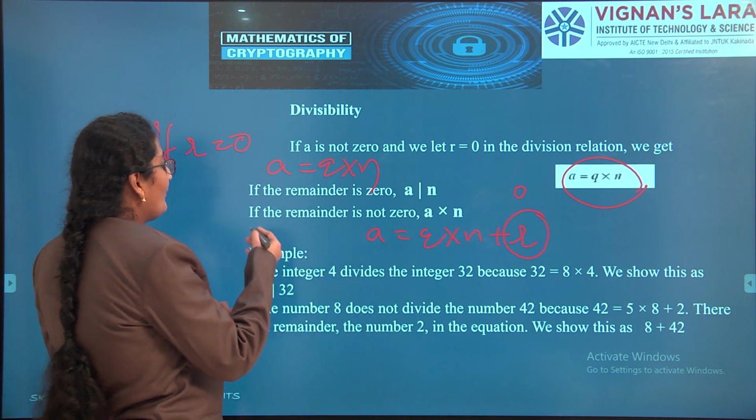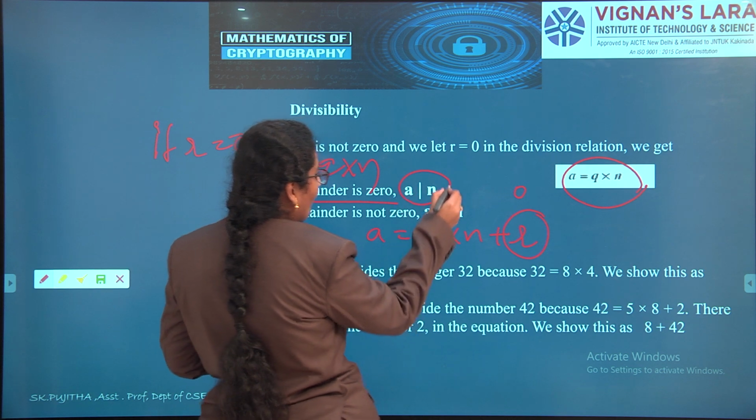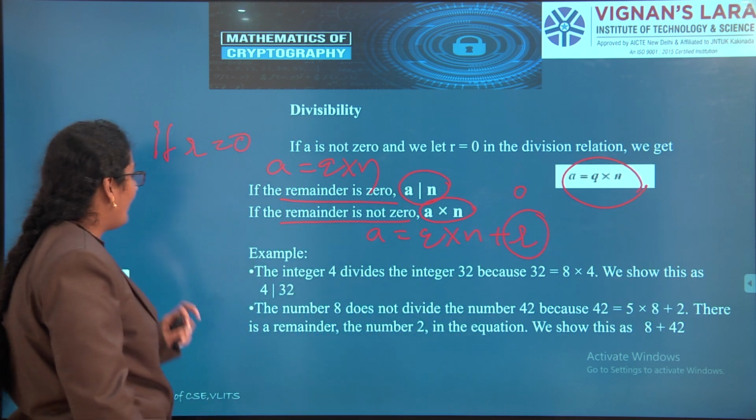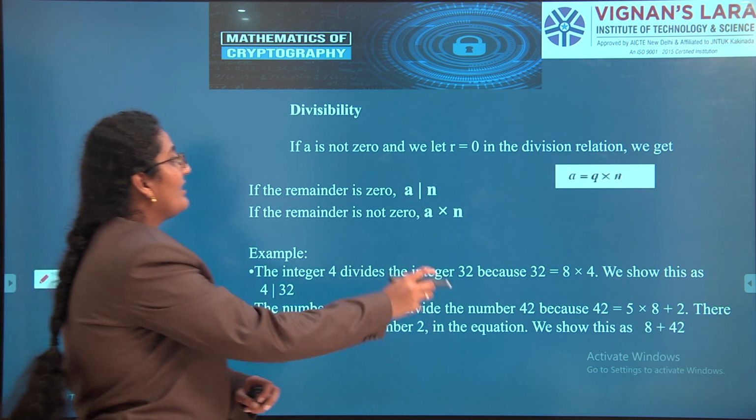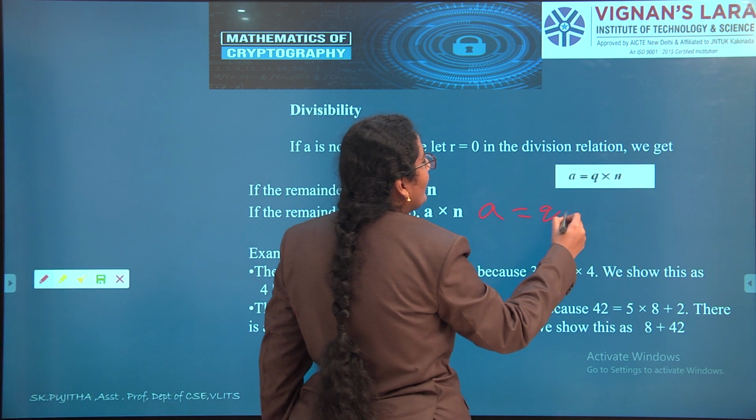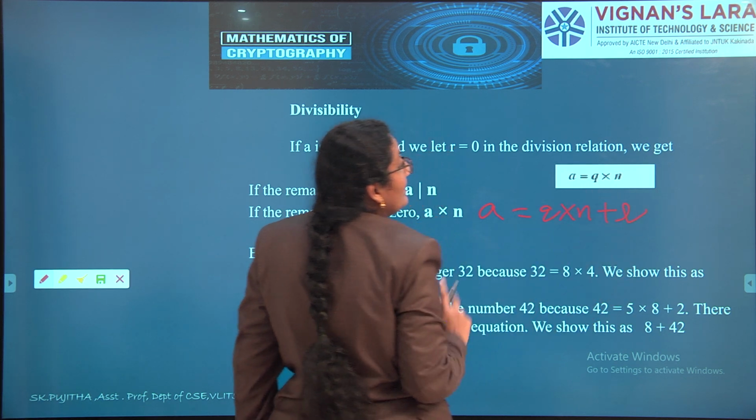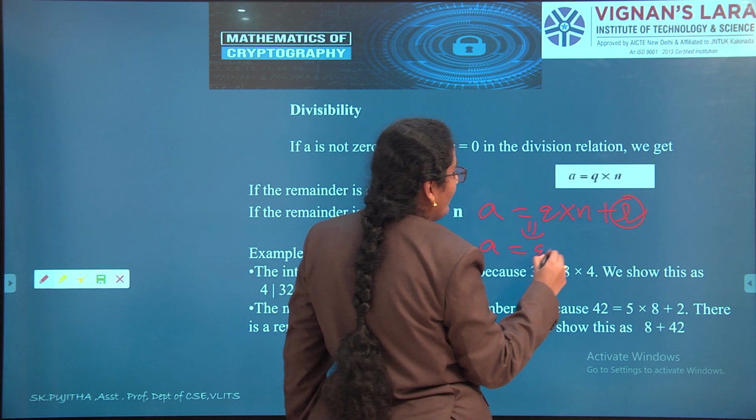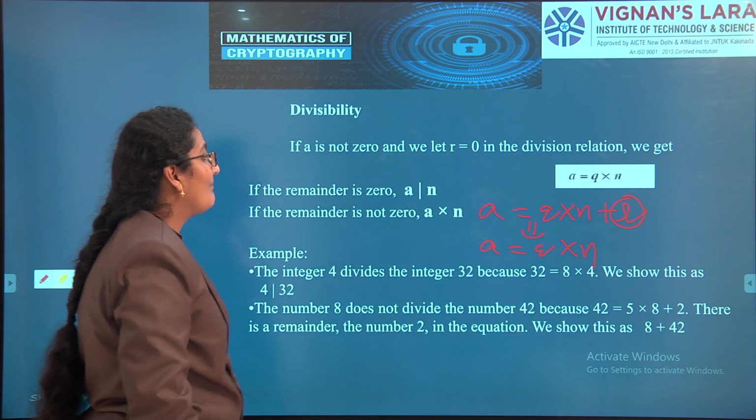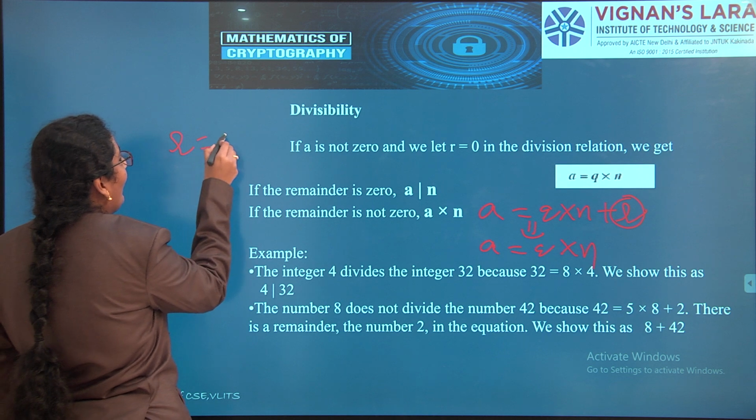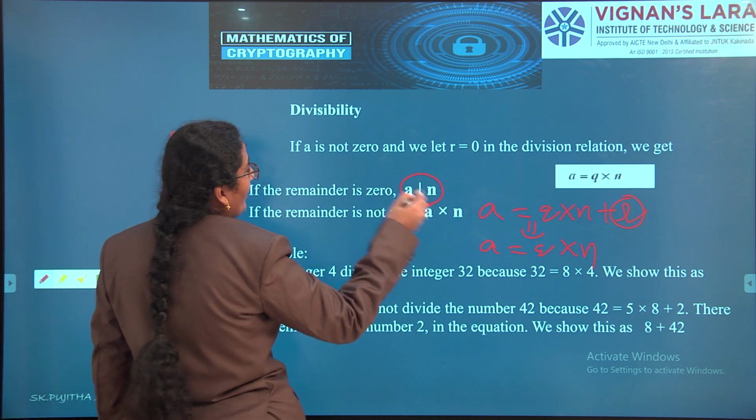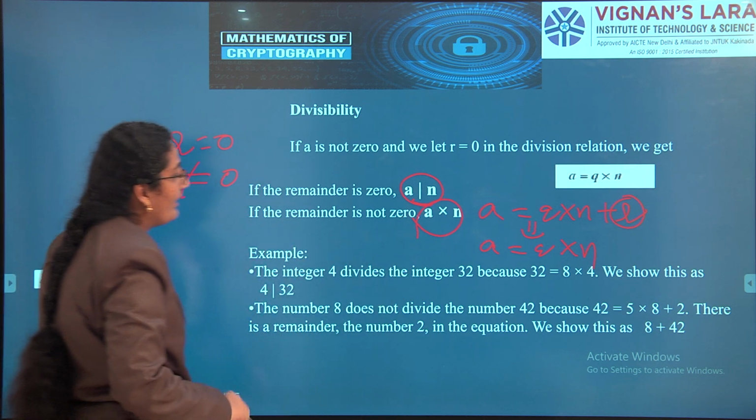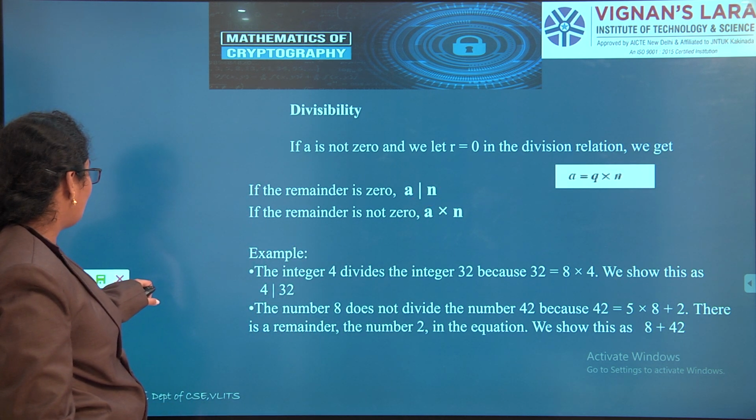Next one, if the remainder is 0, we are going to perform a mod n. If the remainder is not 0, we are going to perform a into n. Listen carefully. We are considering a equal to q into n plus r. If r is 0, this transforms into a equal to q into n. If r is 0, we perform a mod n. If r is not equal to 0, we perform a into n. Let us see an example for that.